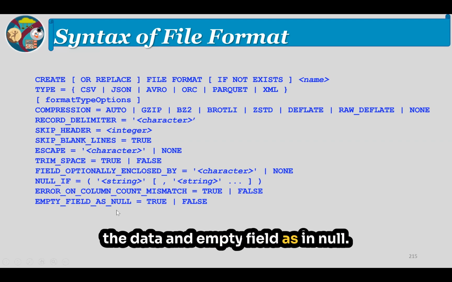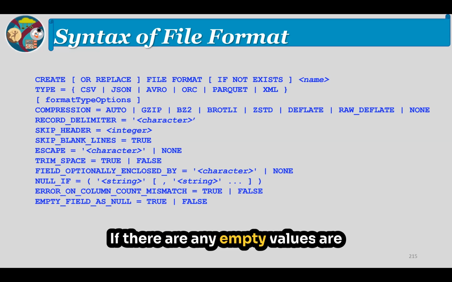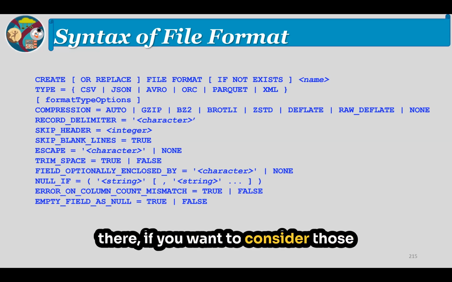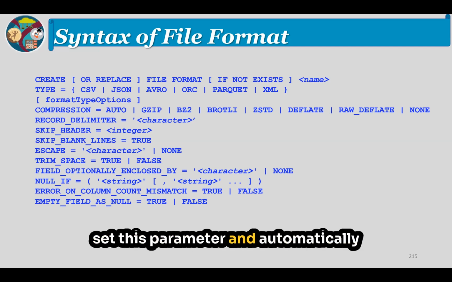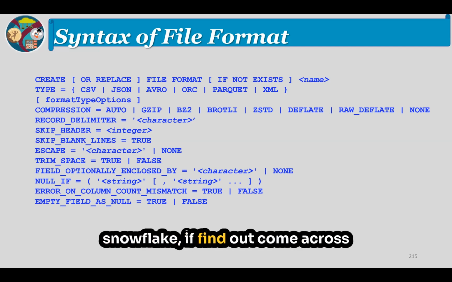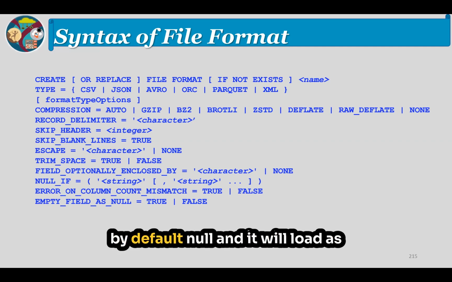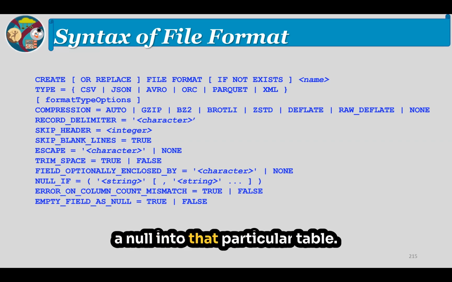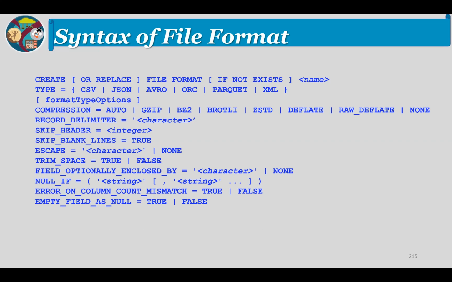And empty field as null. In the sense that if there are any empty values and you want to consider those values as null by default, you can set this parameter. Automatically, if Snowflake comes across any empty values, it will treat them as null and load them as null into that particular table. So this is briefly about file format parameters.